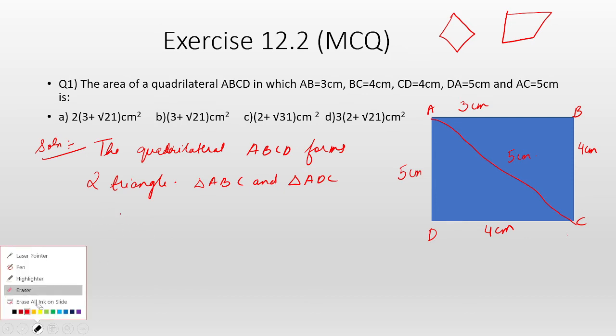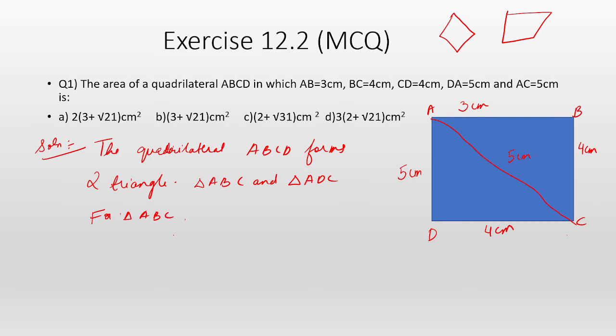Now we have two triangles, so we have all the sides of a triangle. So let's consider triangle ABC. What are the sides given here? We have AB equal to 3 centimeter, BC equal to 4 centimeter, and AC equal to 5 centimeter. Now remember, we can replace these as A, B as 4 centimeter and C as 5 centimeter. Try to remember this.